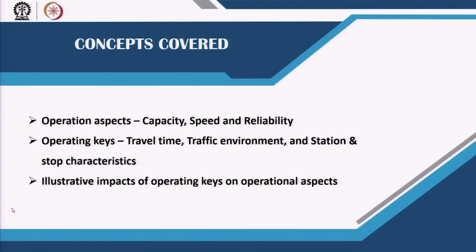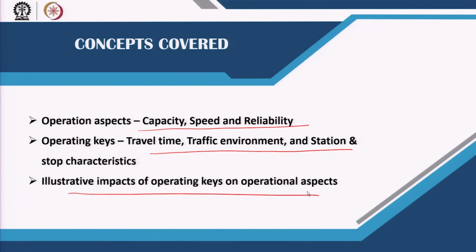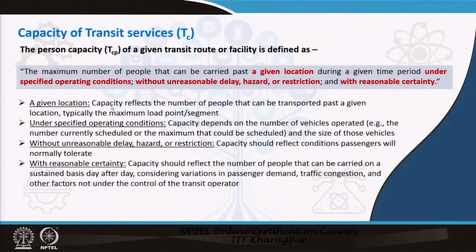What we are essentially going to talk about are the operational concepts of capacity, speed and reliability, how to measure them, how these affect travel time, travel environment and station stop characteristics, also how all of these aspects are interconnected and how they affect each other, and give you some illustrative impacts of these operating keys on the operational aspects, and that will tell you how each of them is related to each other.